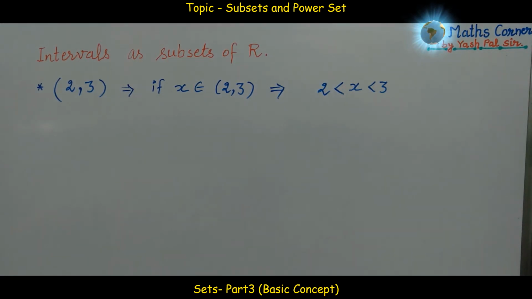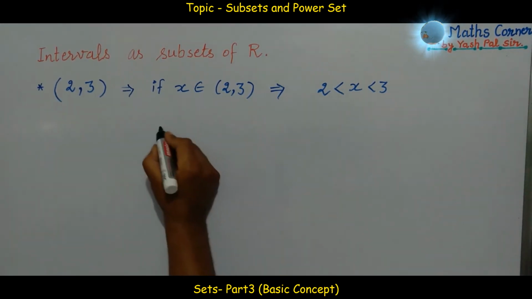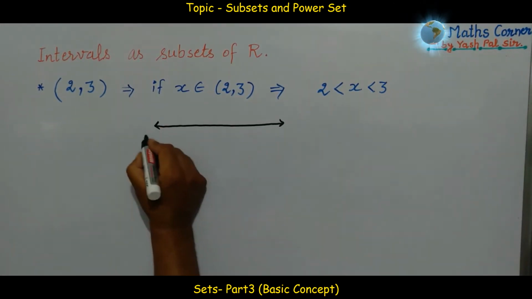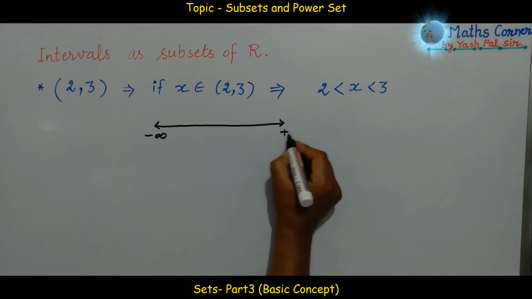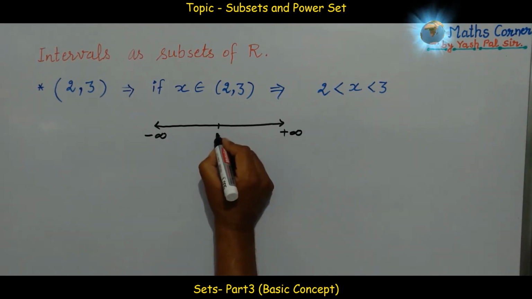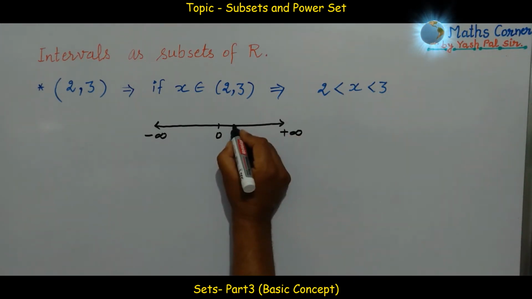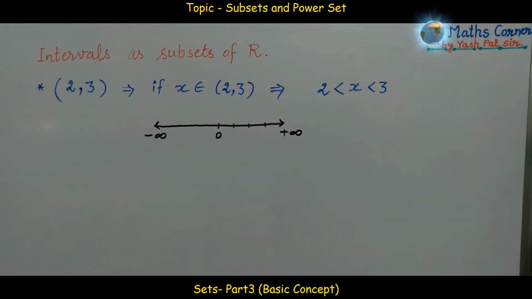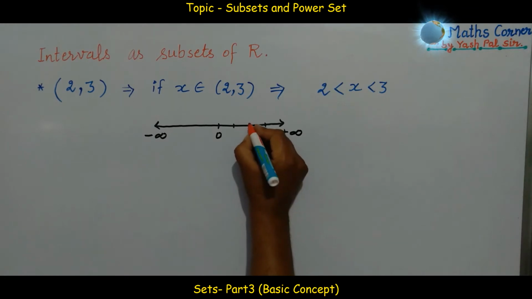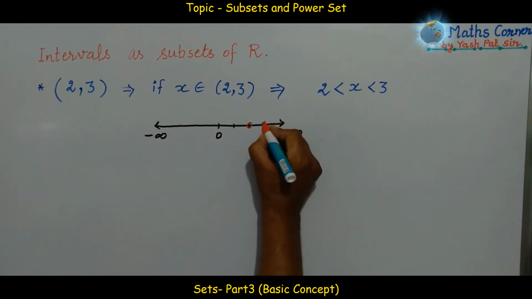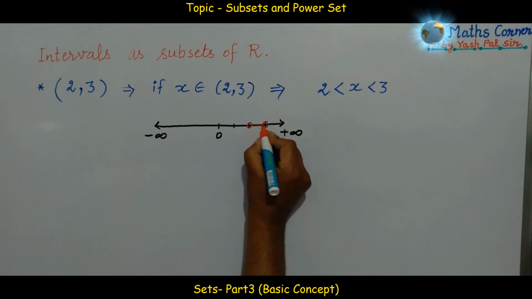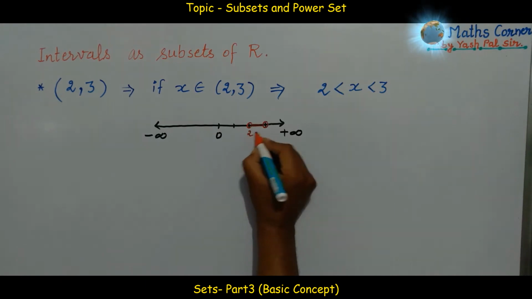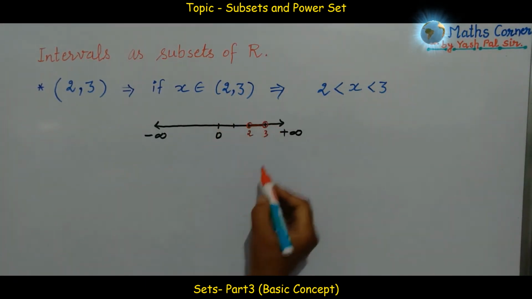Okay, with the help of a number line, how can we write this? Suppose this is the number line, minus infinity to plus infinity, this is 0, and after 0 this is 1, this is 2, this is 3. So from this 2 to 3, in between all the numbers excluding 2 and 3, this part is the solution.